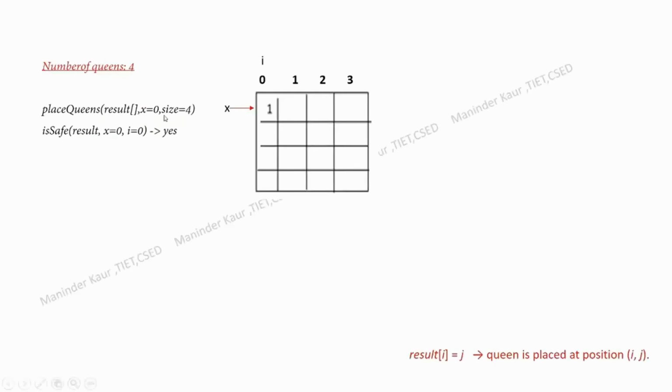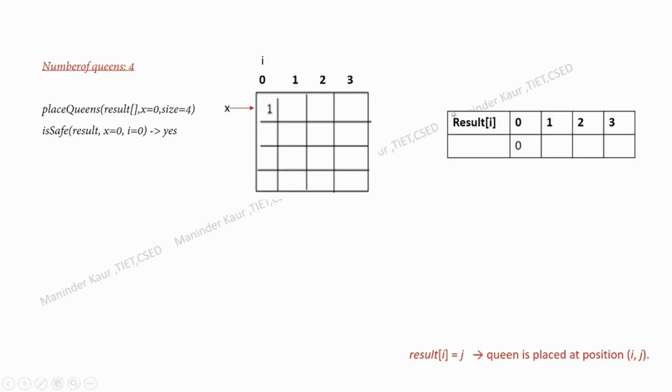A dry run of the code: place queen initially will start with the 0 index queen, and the size of the chessboard is 4 by 4. That first queen will be placed at the 0 index. The isSafe function for the 0 index column will return yes, as this queen can be safely placed at the 0th column.